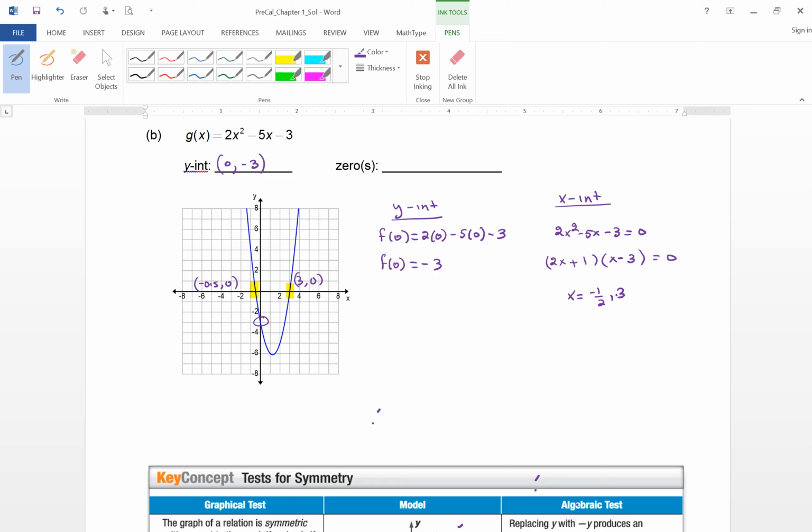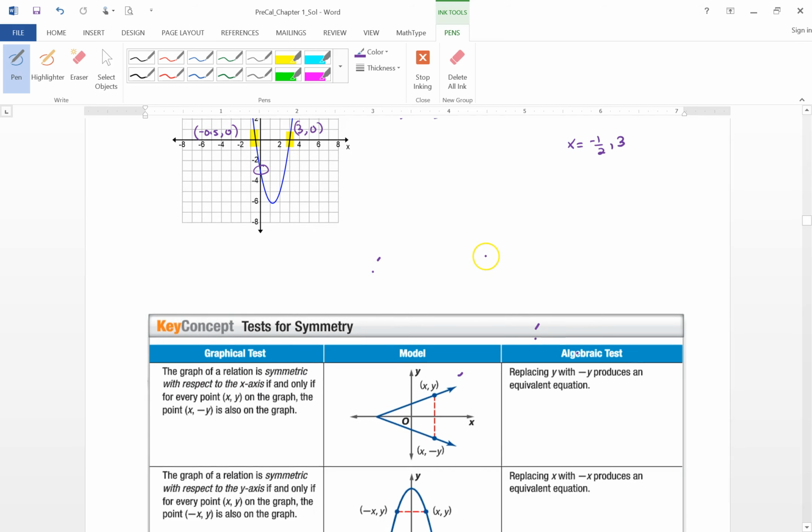At any given time, whenever you look for the solutions of an equation, you're always looking for the points where it crosses the x-axis. All right? So the zeros are (-0.5, 0) and (3, 0). Okay? Either way. All right.